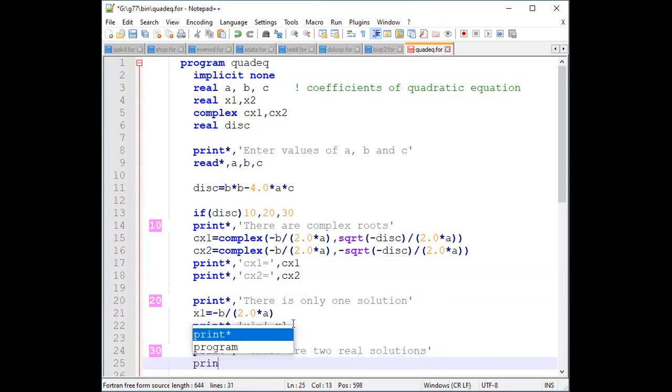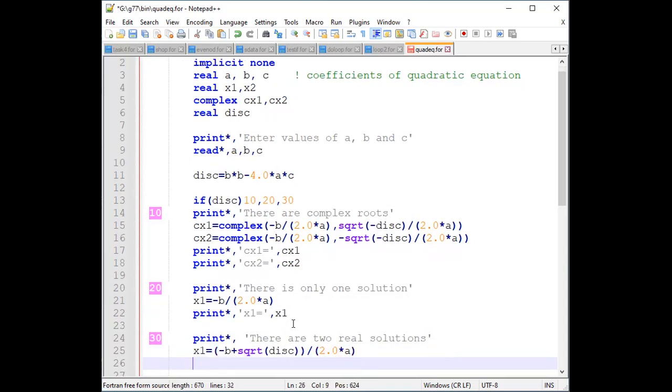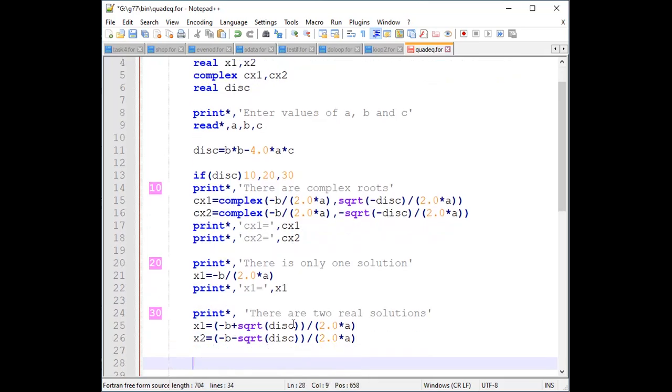Basic computation: x1 now will be equal to minus b plus SQRT of discriminant, divided by 2.0 asterisk a, right? This is the first solution, and the second solution would be just with the negative sign, and that's it.